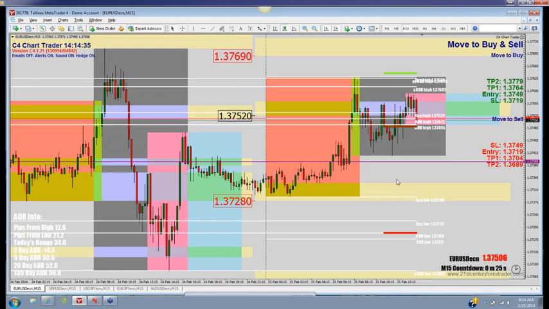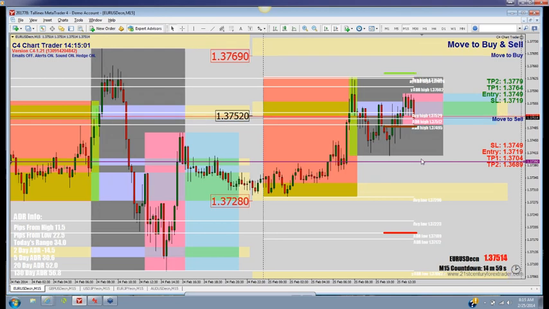So where do we want to be? Well, let's let this candle close. We've only got about 20 seconds more on it. Let's let it close and see where it closes. If it closes below, we'll wait for another candle to close below this. And if that second candle closes below, then we're going to sell it here on a retest of 37.52. Depending on what this next candle does after this one, we'll have to wait and see what's going to happen there.